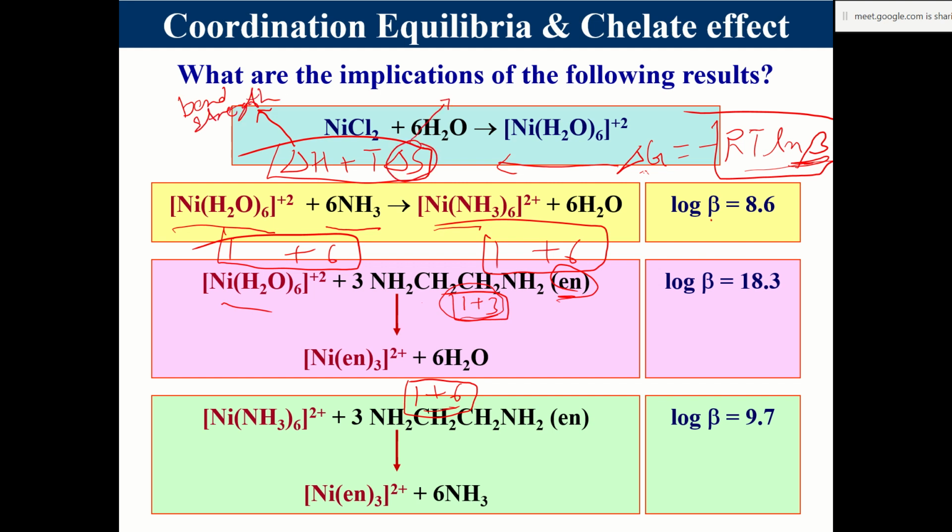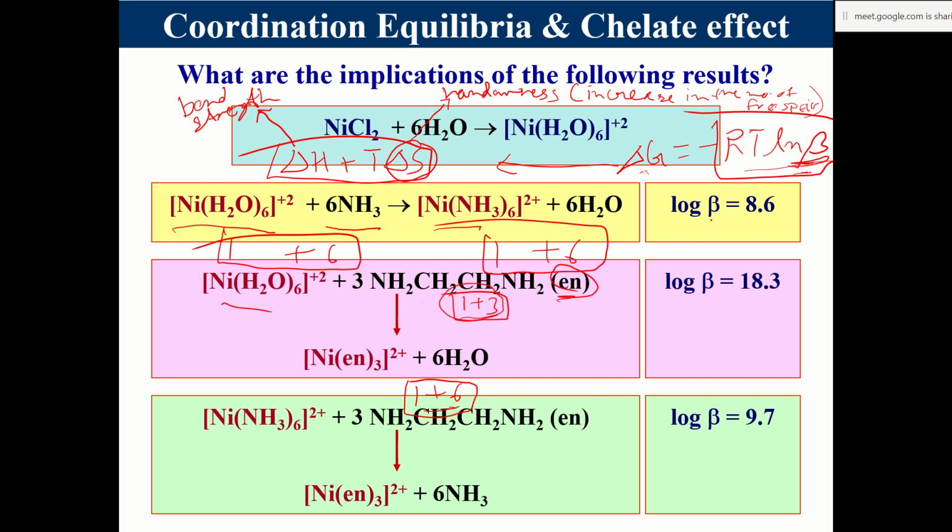Delta S is related to the randomness in the system, or the increase in the number of free species produced. So this second factor, the delta S factor, is also contributing to this overall formation constant, right?